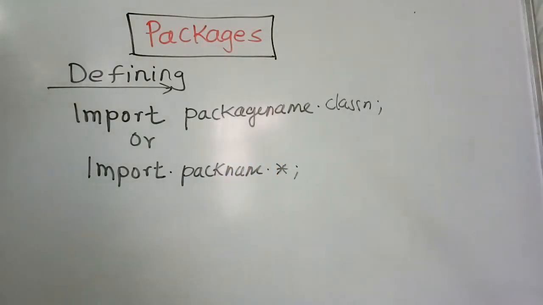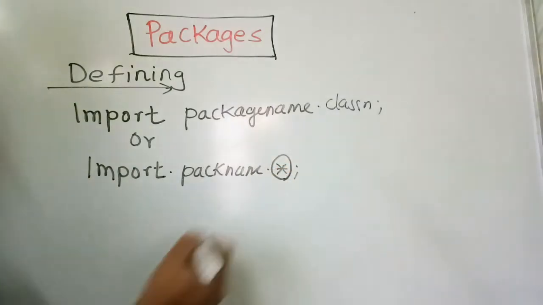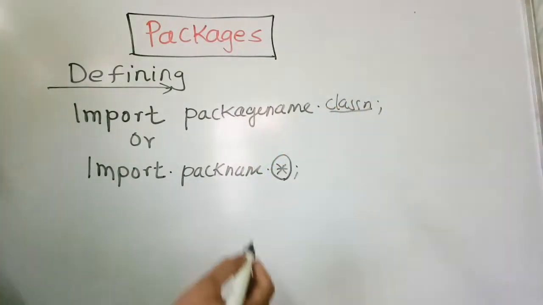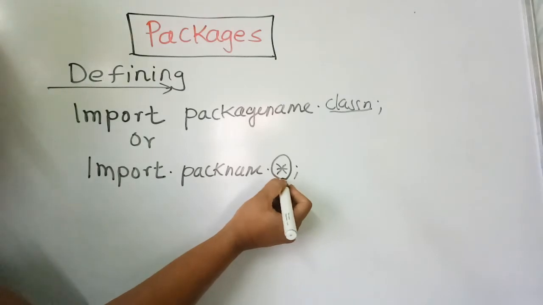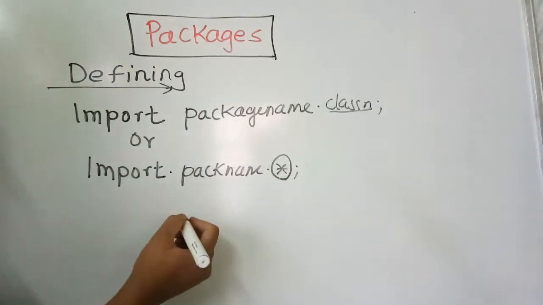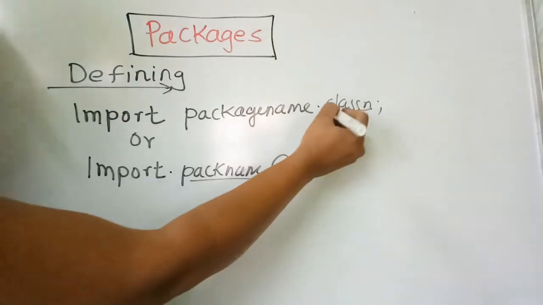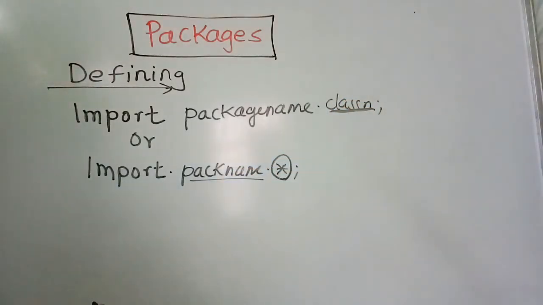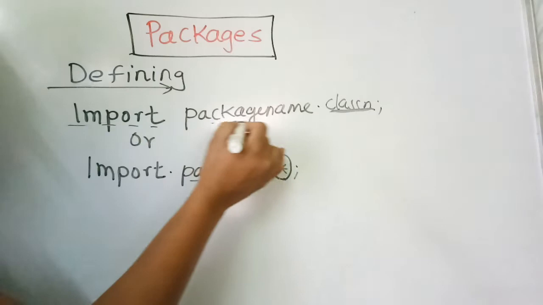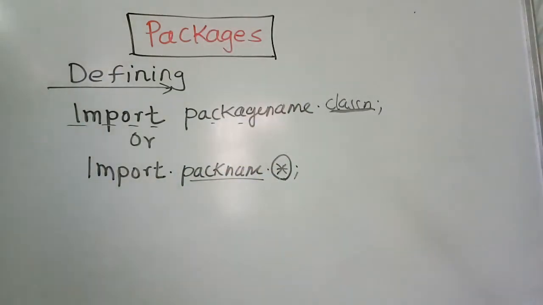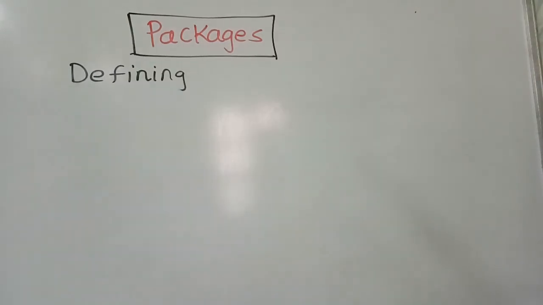Star means all the classes in that package, and this other form is for one specific class. When you specify the star, it contains all the classes of that package, and specifying dot class name is used only for that particular class. This is all about the standard packages of the system. Now, we can define or design our own packages.